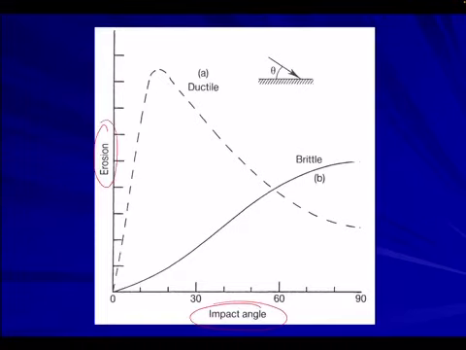So let's see. Here is the effect of the impact angle, and we've got erosion on the Y axis. We see for ductile materials, at an impact angle a little bit less than 20 degrees is where you get the maximum. Whereas for brittle materials, the impact angle is the worst at 90 degrees. For ductile materials at 90 degrees, it's quite a bit less than at 20 degrees.